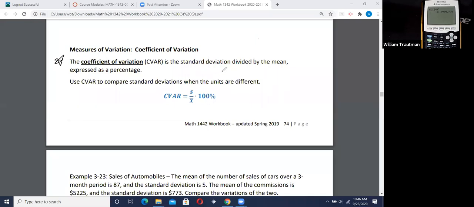If you look, the top is the sample standard deviation symbol. The bottom is the sample mean, the average. So CVAR is S over the average, the standard deviation over the mean, times 100. Write that formula down because I'm going to ask what that formula is in a second.